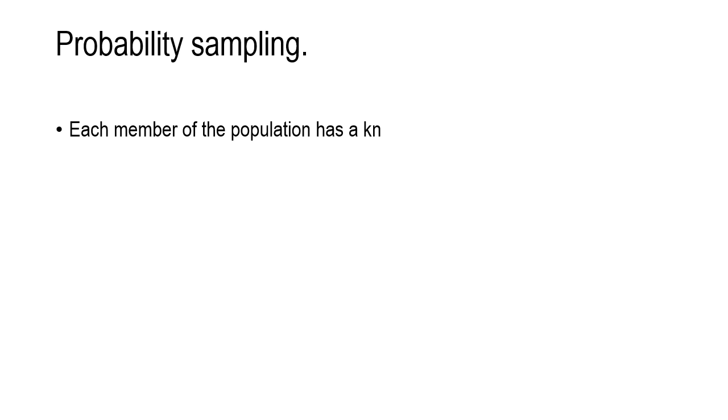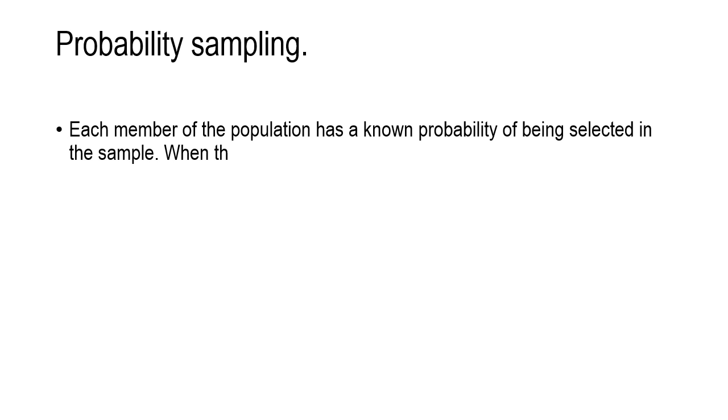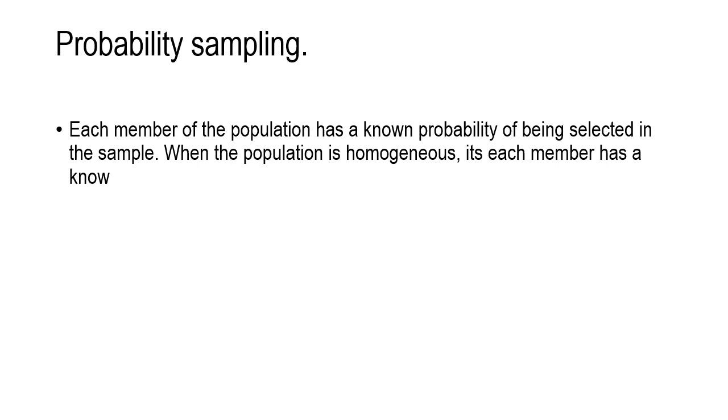Probability sampling. In probability sampling, each member of the population has a known or equal chance of being selected in the sample, provided the population is homogeneous. And that's what I want you to consider. When the population is homogeneous, each member in the cluster, or each member of the community or of the population, has a chance of being selected to participate in the study or to be in the sample.